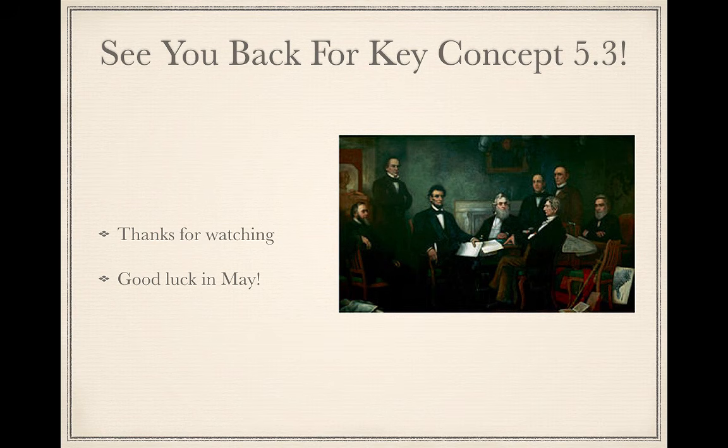All right, guys, look forward to seeing you back here for Key Concept 5.3, where we will take a look at the reading of this very famous document in Lincoln's hand, the Emancipation Proclamation. Ooh, there's Salmon P. Chase from Cincinnati right there. We'll talk about him too.